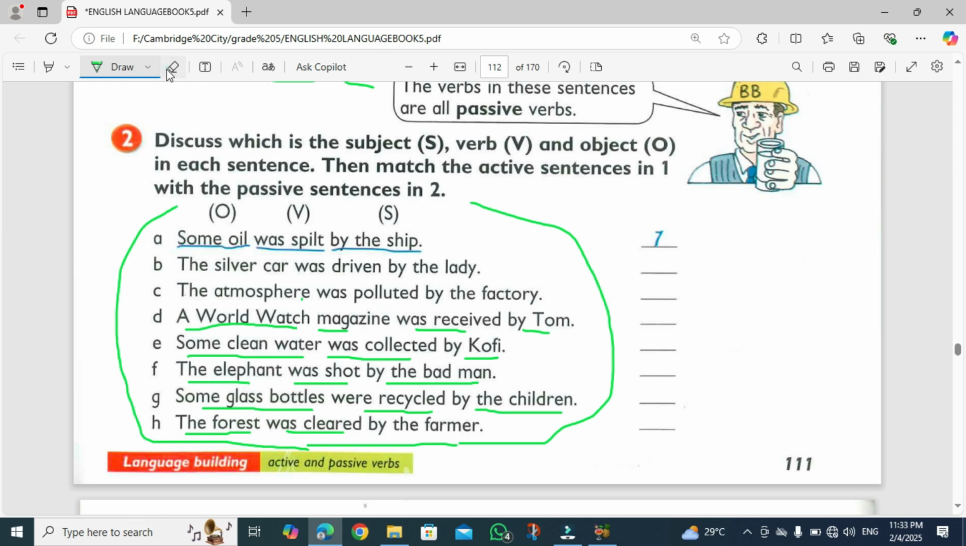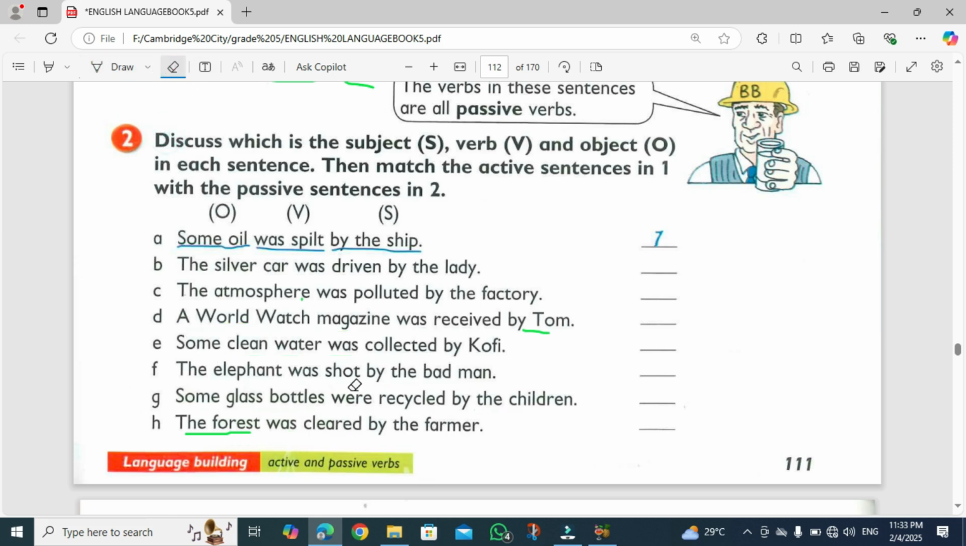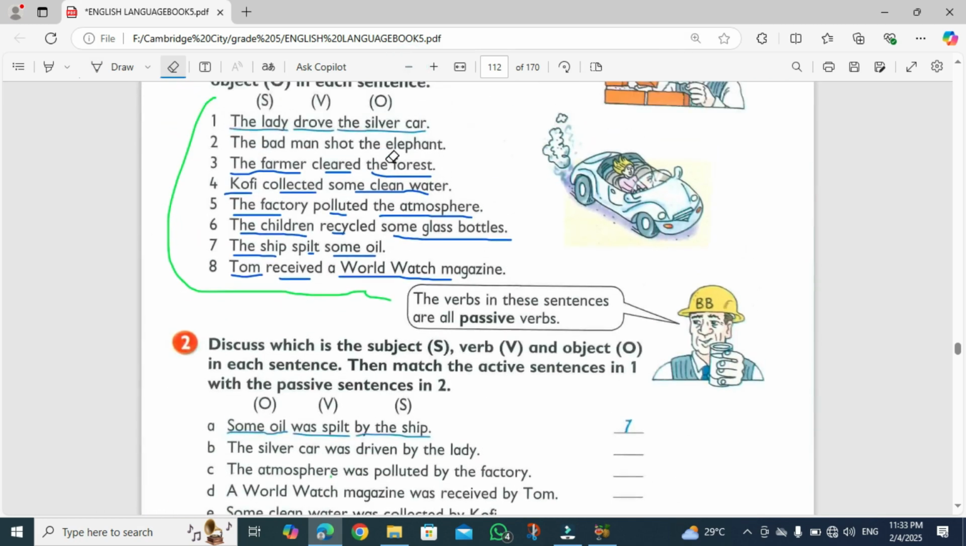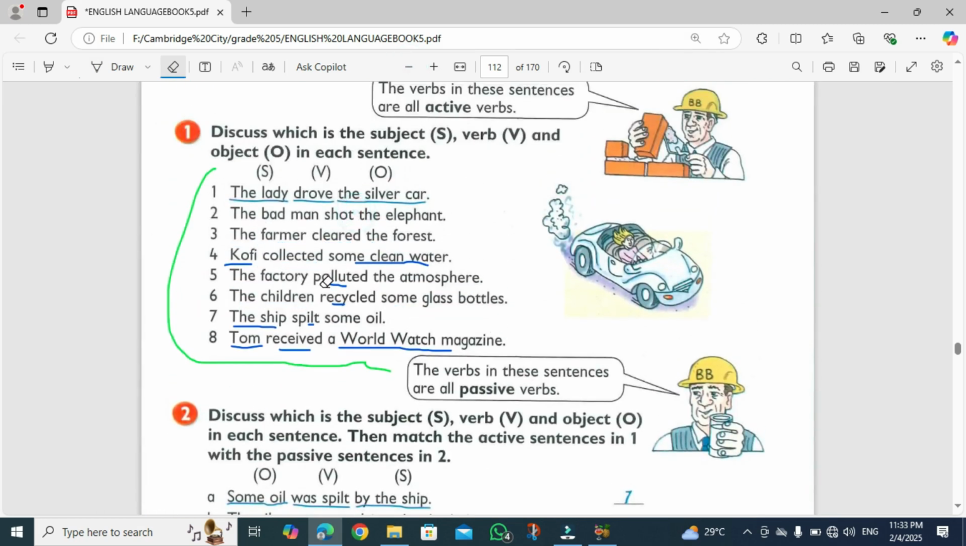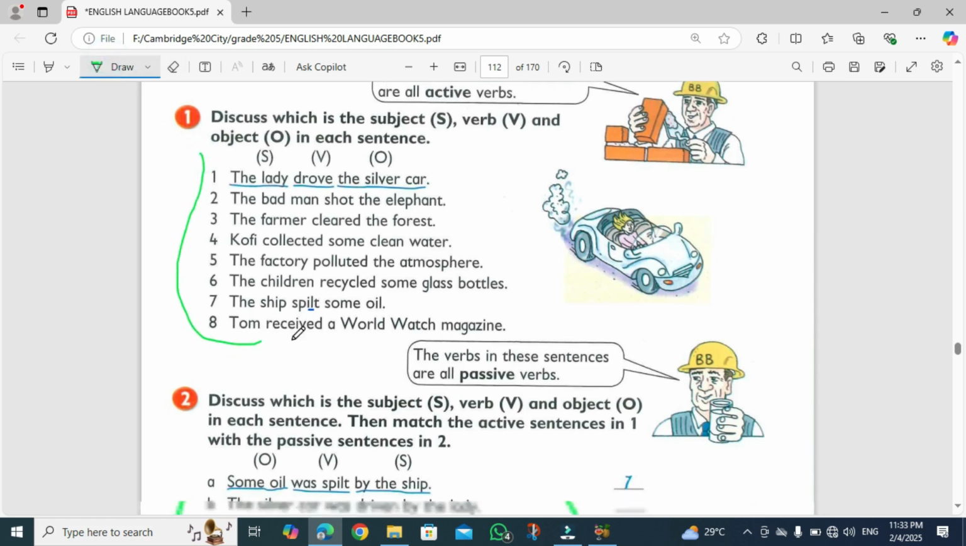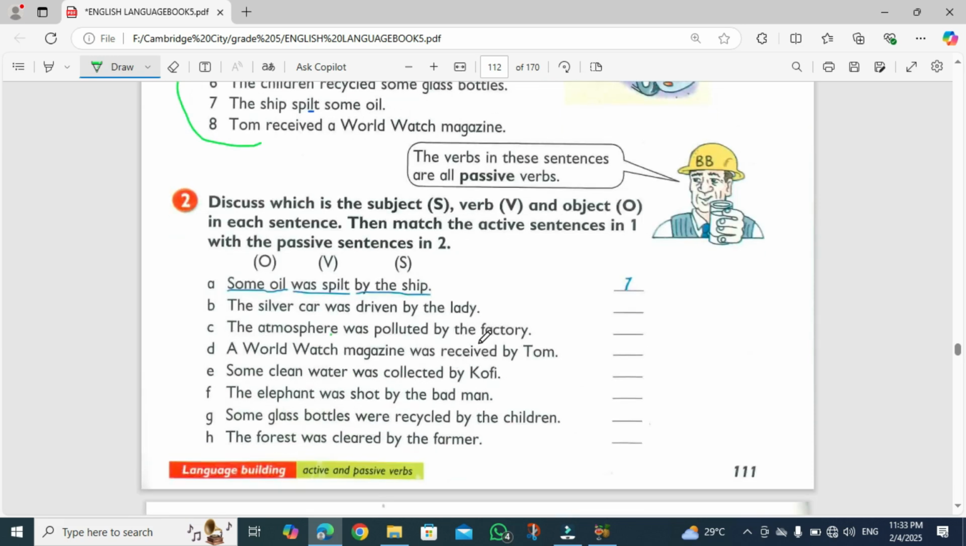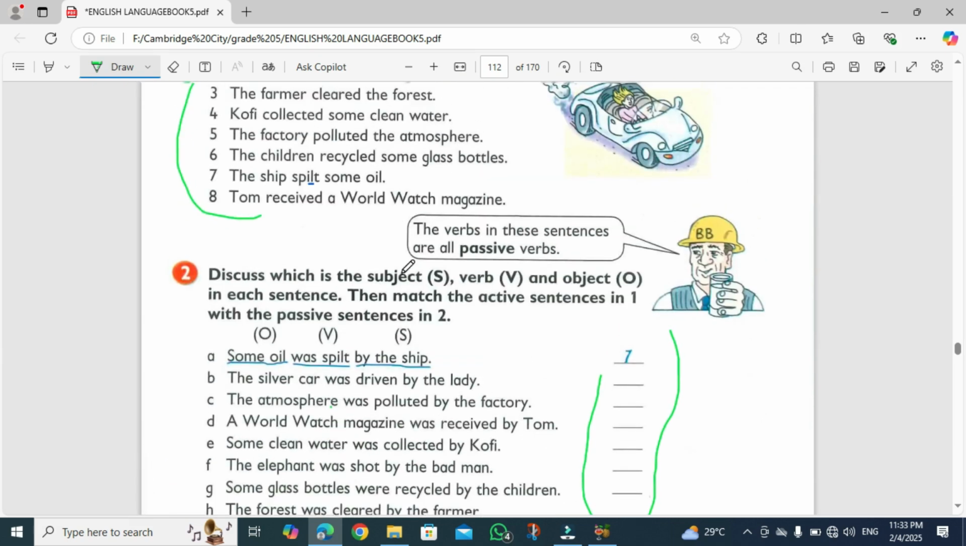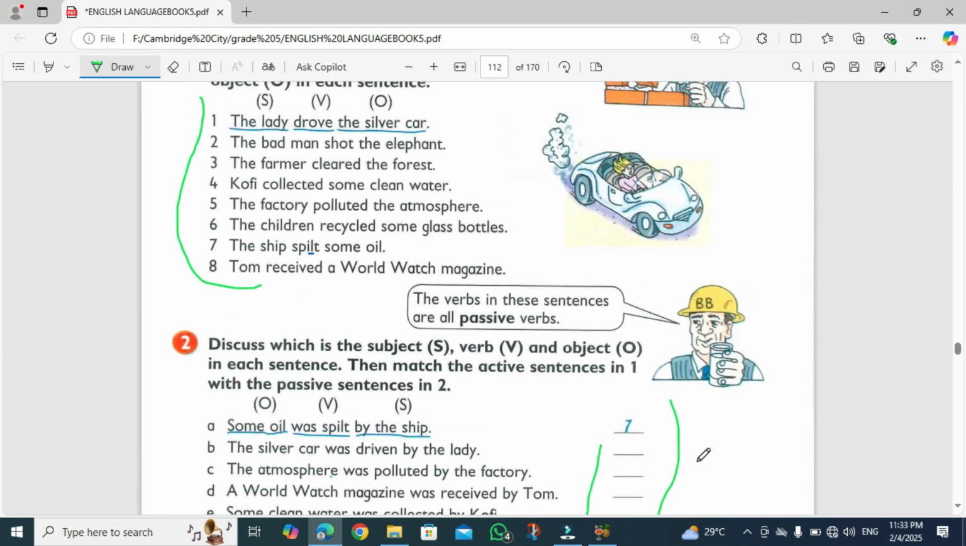Now we have another task to do. What are we going to do here? We're going to choose from the active sentences the numbers and then put them here with the sentences that they match. For example, look, some oil was spilled by the sheep. What is it? It's number 7.